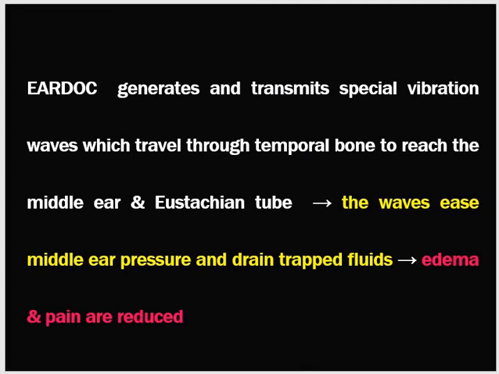The ear dog device generates and transmits special vibration waves which travel through the temporal bone to reach the middle ear and Eustachian tube. The waves thus generated modulate the middle ear pressure and drain trapped fluid. So they basically make the thick secretions thin and help to drain the fluids. In this case, edema and pain are also reduced. The ear dog device also helps as a massager, massaging the mastoid portion of the temporal bone, so the thick fluids are made thin.